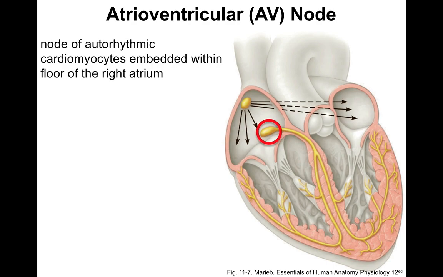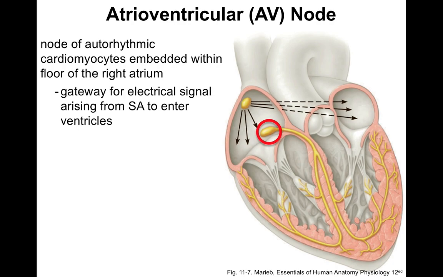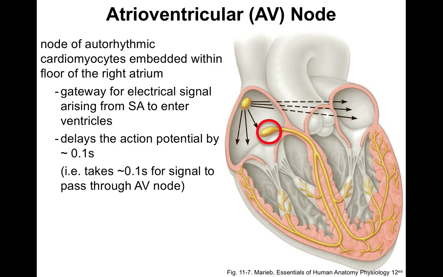So the AV node is a node of autorhythmic cardiomyocytes embedded within the floor of the right atrium. As I've already mentioned, it's a gateway for the electrical signal to go through from the SA node to enter the ventricles. It delays the action potential by about 0.1 seconds, which means it takes about 0.1 seconds for the signal to pass through the AV node. So this may seem like a small amount of time, but it's enough time to allow the atria to contract first, and then the ventricles contract second after the atria. Remember, the atrial contraction allows blood to be pumped from the atria into the ventricles. If you didn't have the atria contracting first and the ventricles contracting second, then obviously the blood wouldn't be moving in the right direction.